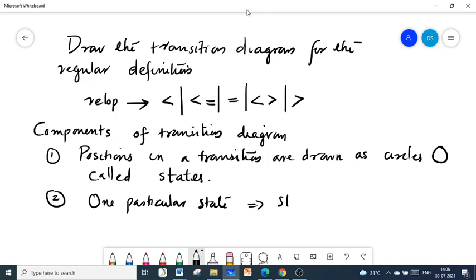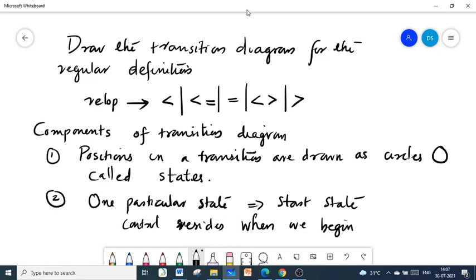Second, a particular state known as start state. This state is basically used as a state where control resides when we begin to recognize a token.